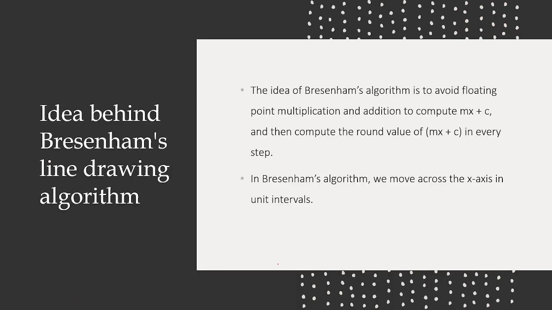So moving ahead, the idea behind Bresenham's line drawing algorithm is to avoid floating point multiplication and addition to compute mx plus c, that is your equation of a line, and then compute the round value of mx plus c in every step. What this says is that we have another algorithm, the DDA algorithm, if you know about it, to compute which pixel to illuminate. We utilize division. The problem with division is that once you divide, you have a probability of getting fractions, and fractions in computer terms are represented using float.